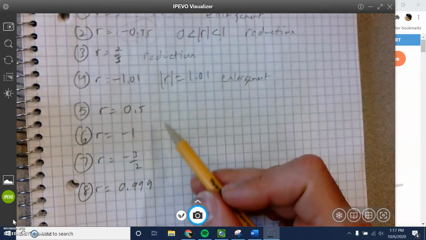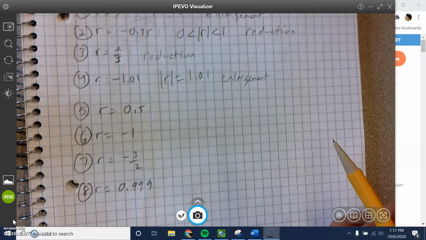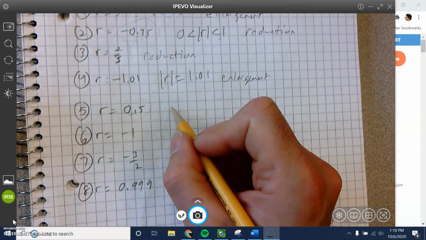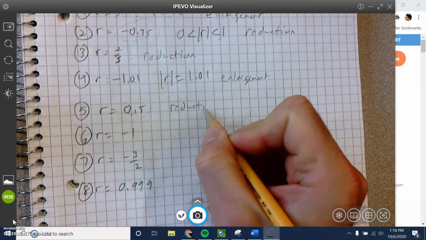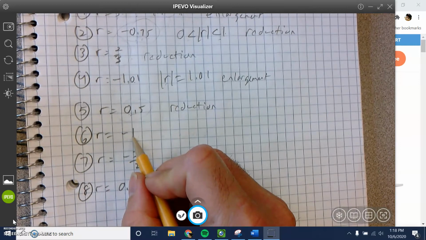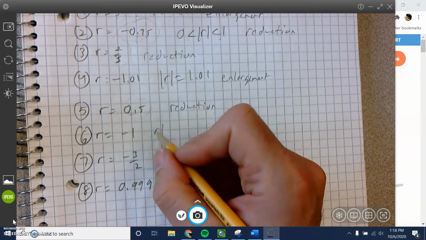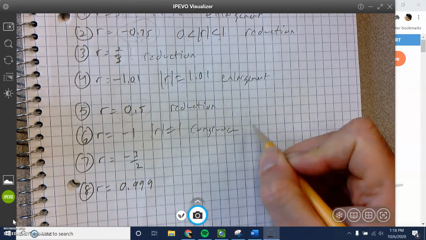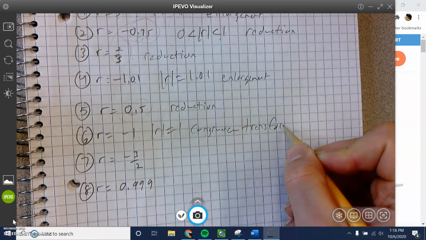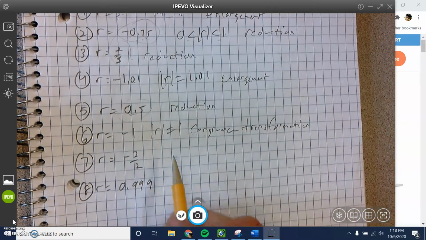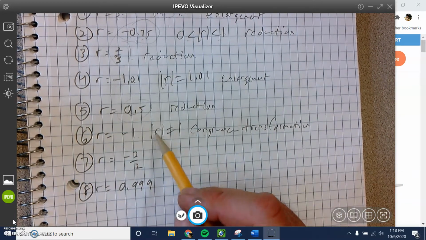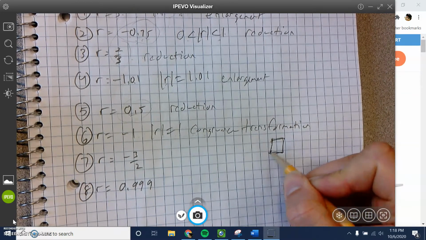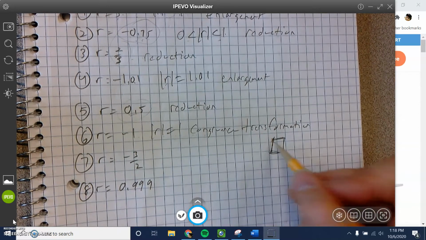All right, try this. 5, 6, 7, 8, go. All right. This is going to be between 0 and 1, so this is a reduction by a half. This right here, the absolute value of R is 1, so this is a congruence transformation. Nothing changes, it just stays the same. So if this is the pre-image, that's the image, it's the same thing. Nothing changes.